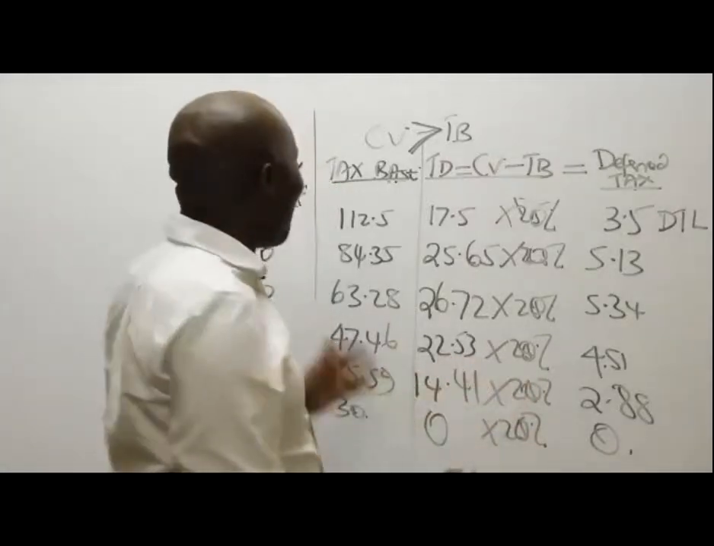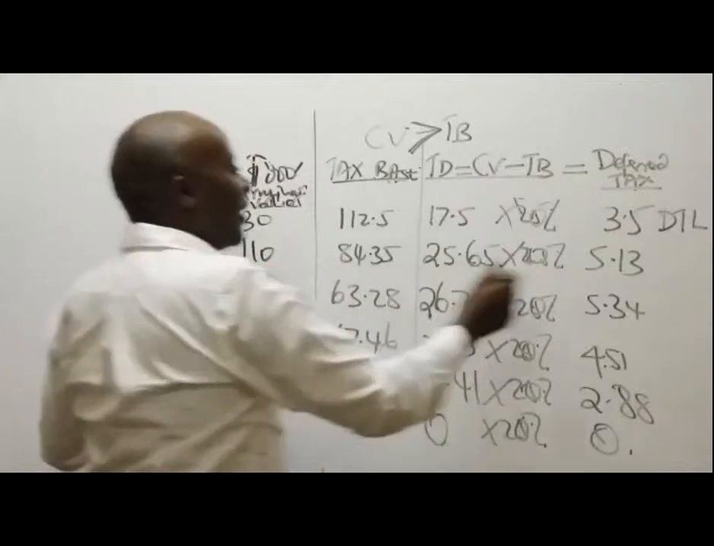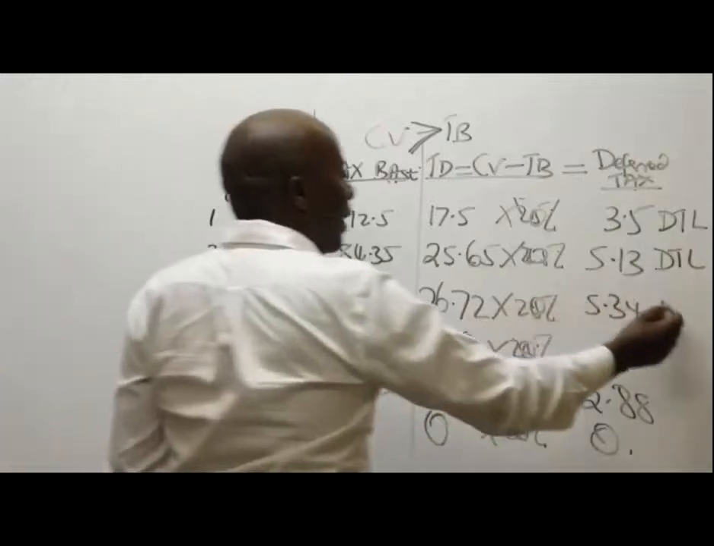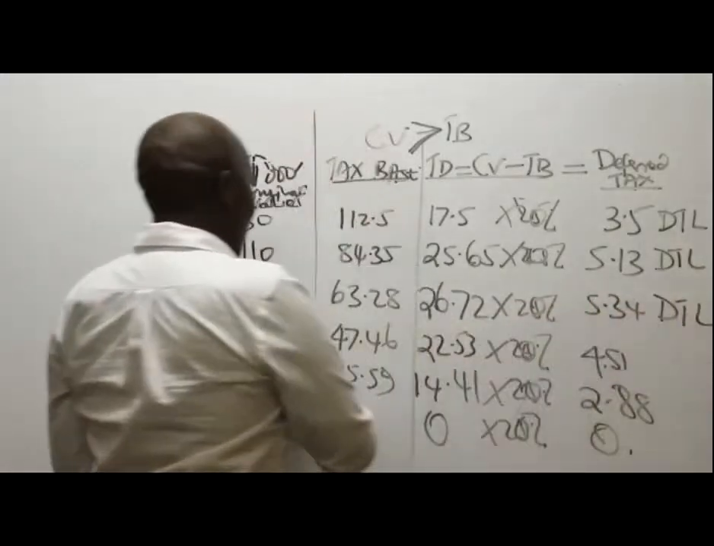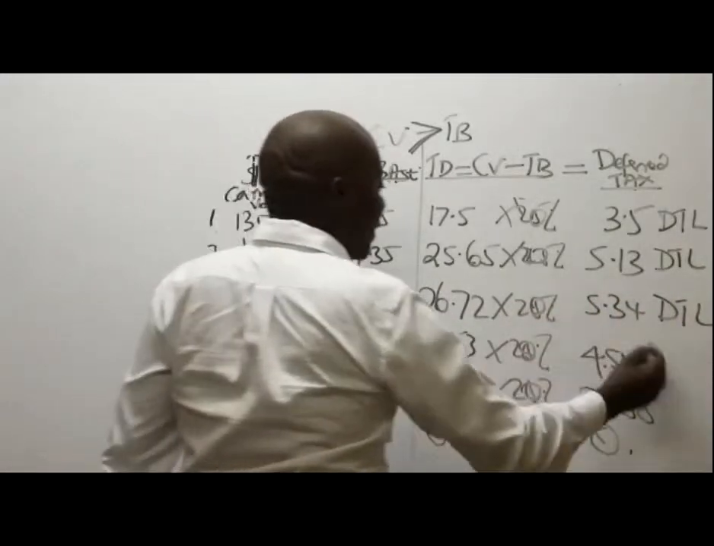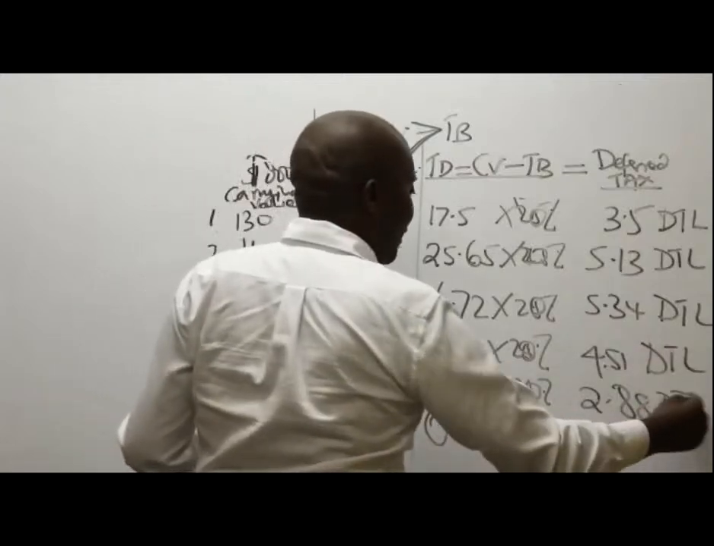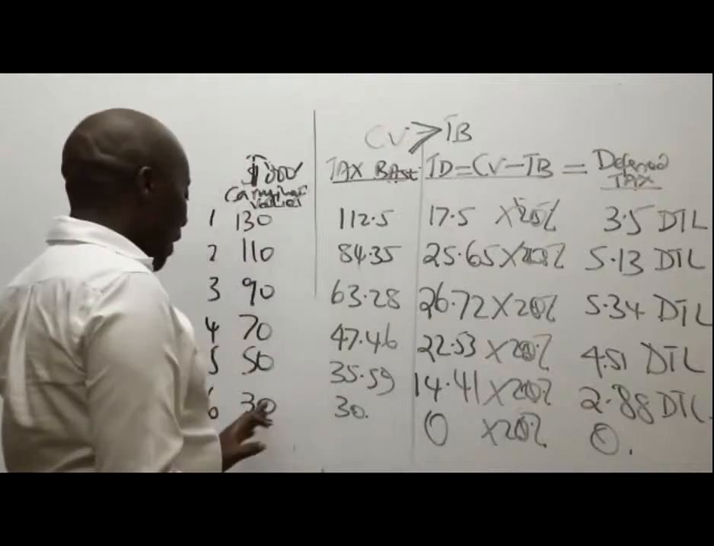Deferred tax liability. The same case here, ladies and gentlemen. These are deferred tax what year? Even this one is a deferred tax liability. This one here is higher than this. So deferred tax liability. The same case here, this one is more than this. Deferred tax liability, more than this. How about the 6th year?